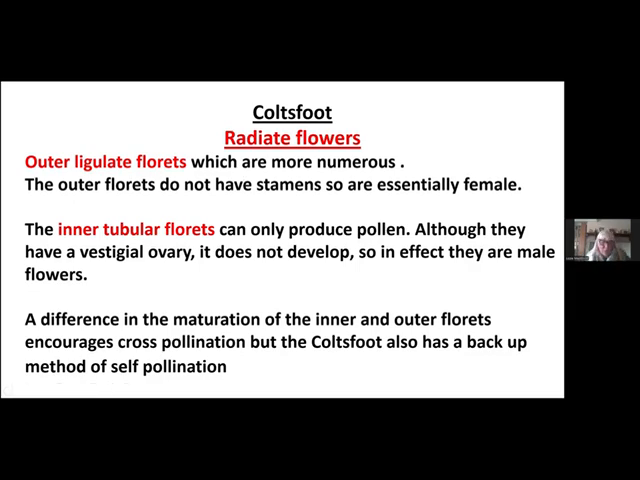So now I'm going to talk about the coltsfoot, which is, I think, a really interesting structure. The outer ligulate flowers here are more numerous and they don't have stamens, so they are female. The inner ones can only make pollen, so they're male, although there is a vestigial ovary, a small remains of an ovary, but it doesn't develop. They don't self-pollinate because there's a gap between when they mature, so that cross-pollination is encouraged, but they can self-pollinate. There is an overlap if necessary.